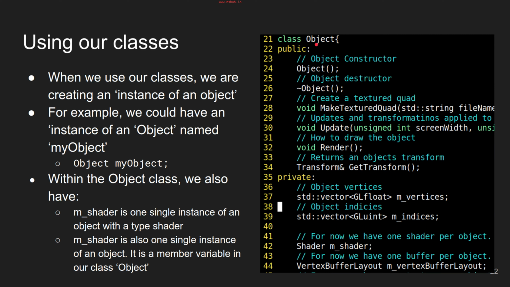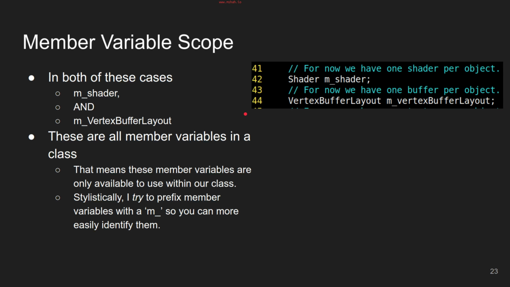And then within Object, we can have other instances of variables that make up this class, for instance, like m_shader would be an instance of that. And for example, we have an m_vertexBufferLayout, which we'll talk about later, but that is of type VertexBufferLayout, but it's just an instance of that type, okay? And it's also a member variable of this object class. And the scope of these member variables is that they belong to that object class, so they're available there.